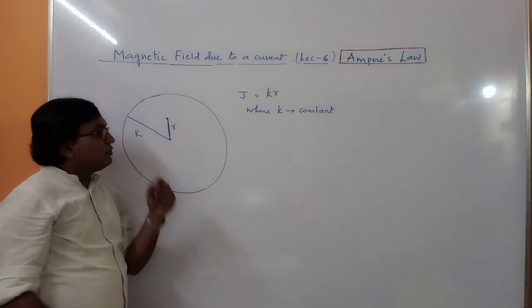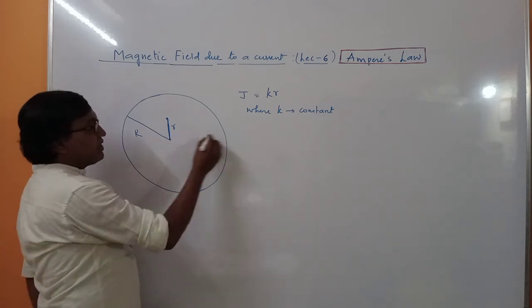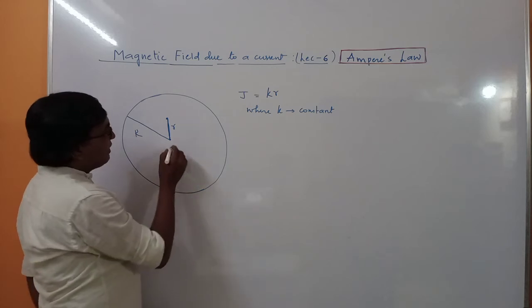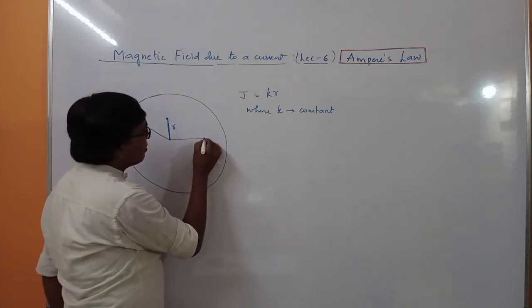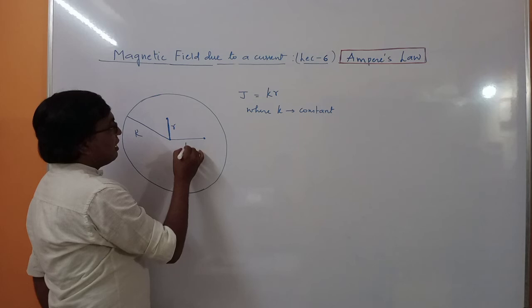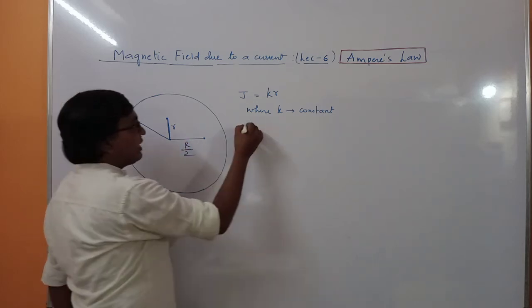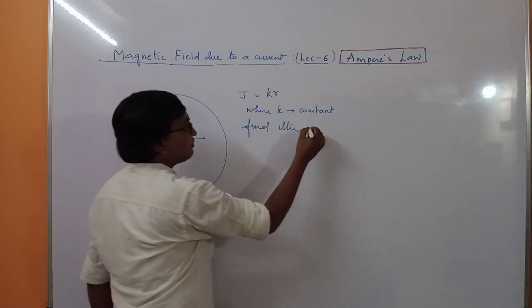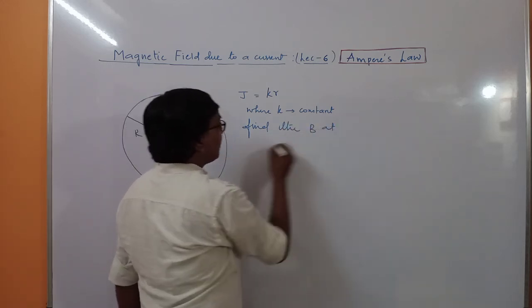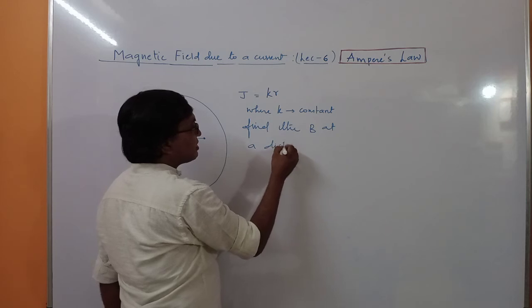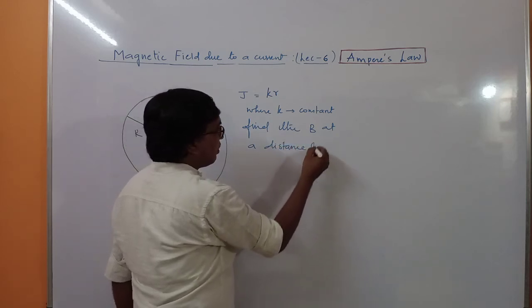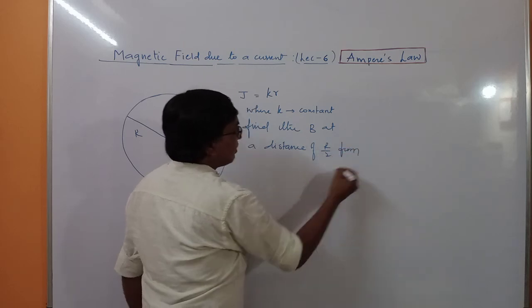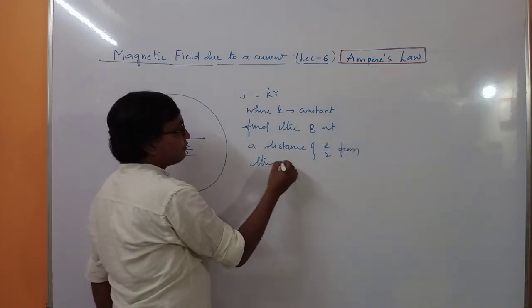Now we have to find out the magnetic field at some distance here. Let us find out the magnetic field at a distance of R by 2 from the axis.